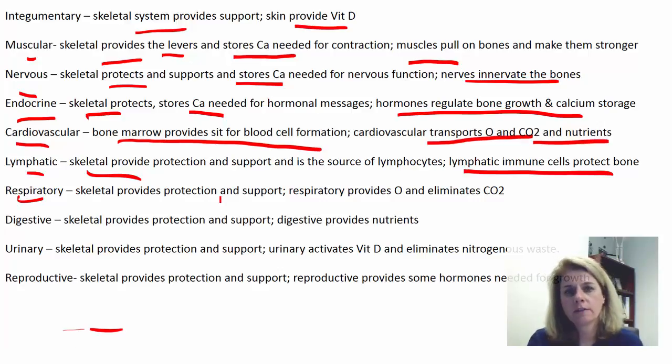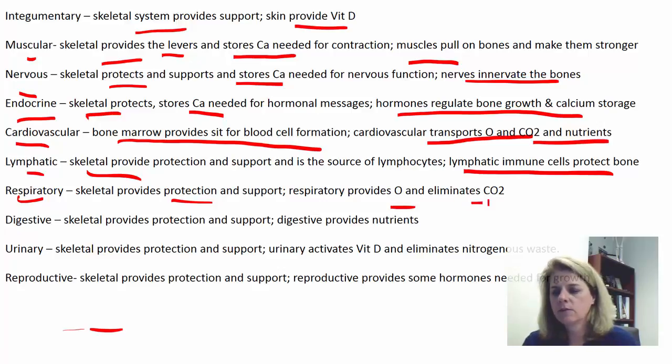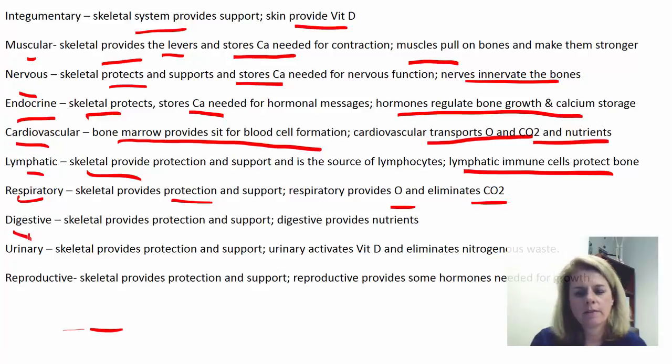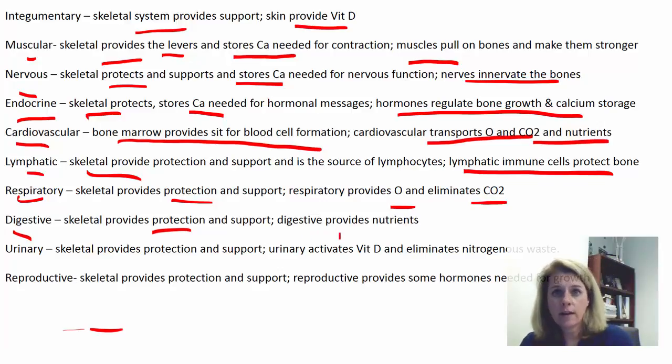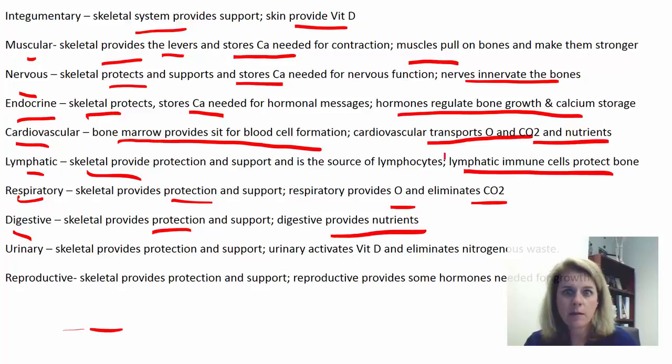Respiratory, your skeleton, again, protection and support. Think about your lungs being protected by your rib cage. Your lungs bring in oxygen and get rid of CO2. That's important. Digestive, skeleton, protect and support. But with digestive, you need that. That's how you get calcium and glucose, all the nutrients that you need, your vitamins, vitamin A, vitamin D. That's how you get your vitamins in for your bones to grow.